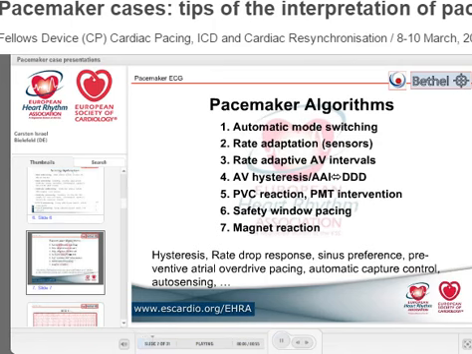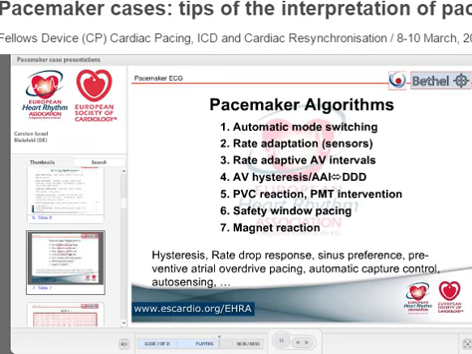And finally, these are the algorithms, and somebody was asking before, that you should know, I think, to understand the normal general behavior of pacemakers. Mode switching, going from tracking mode to non-tracking mode. Rate response by sensors, rate adaptive, and otherwise changing AV intervals, also newer algorithms. Things like PVC reaction or pacemaker-mediated tachycardia intervention, safety window pacing, we've seen already, and maybe magnet reaction. There are some more, but these are, I would say, the basic things.